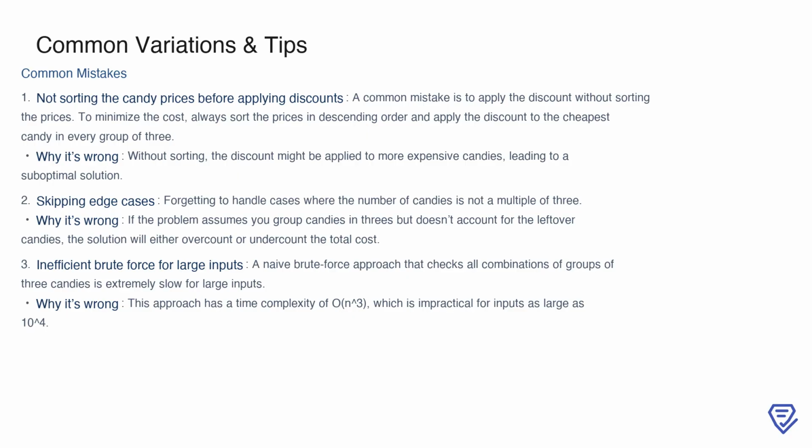Another mistake is skipping edge cases, particularly when the number of candies isn't a multiple of 3. If you don't handle the leftover candies properly, your solution might overcount or undercount the total cost. Lastly, relying on an inefficient brute force approach for large inputs can significantly slow down your solution. Checking all possible group combinations has a time complexity of n cubed, which is impractical for larger arrays, so it's important to use more efficient methods.